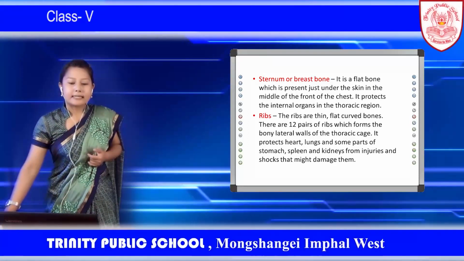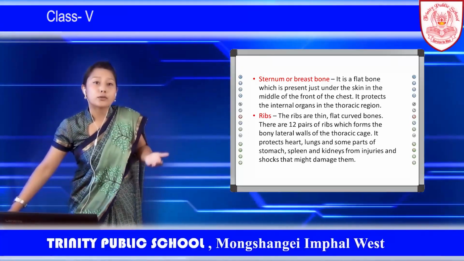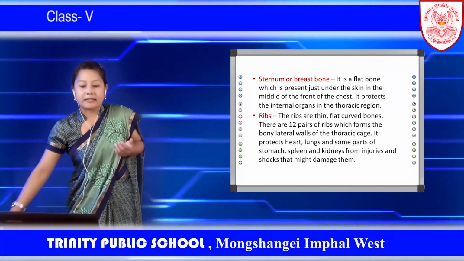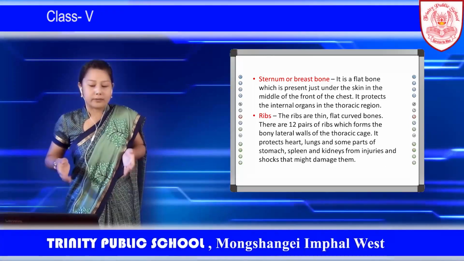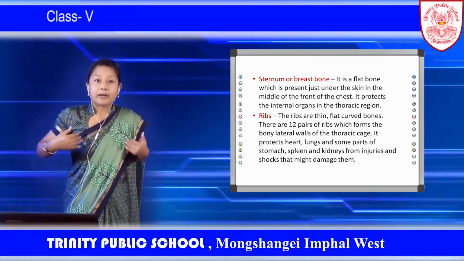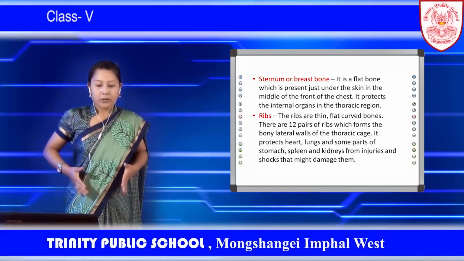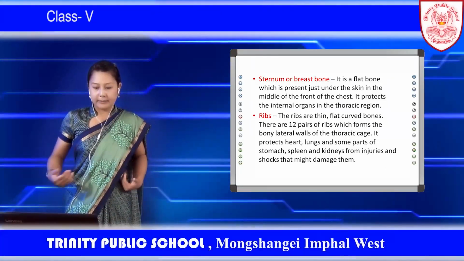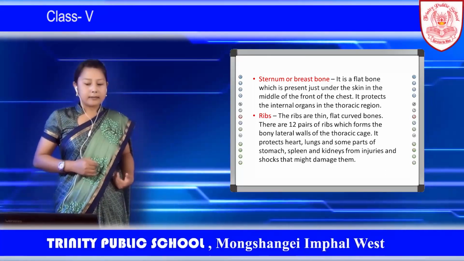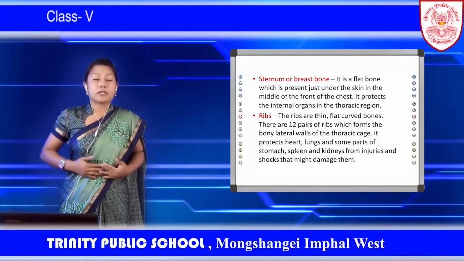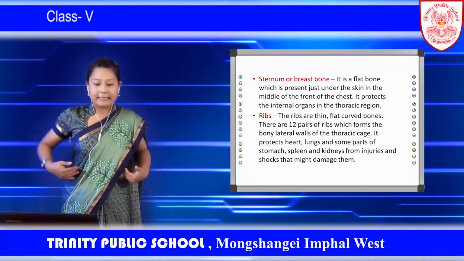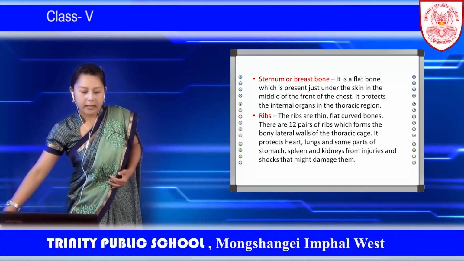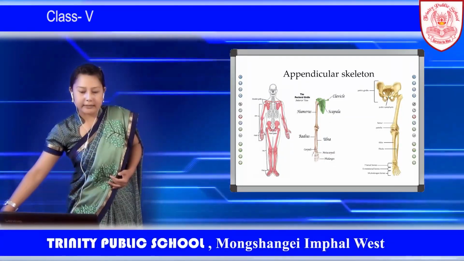And next one is the ribs, which is also known as a rib cage. The ribs are thin, flat curved bones. There are 12 pairs of ribs in our body which form the bony lateral walls of the thoracic cage. It protects the heart, lungs and some parts of the stomach, spleen and kidneys. Then next one, let's come to the appendicular skeleton.